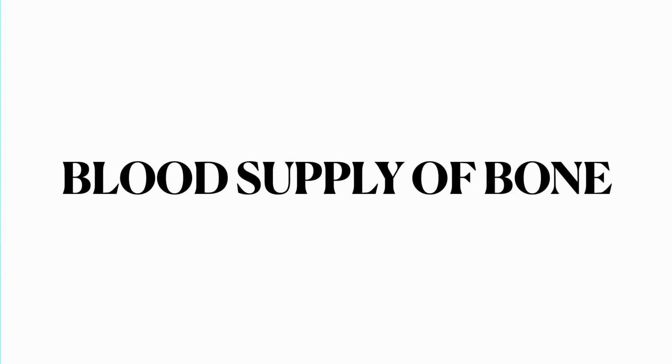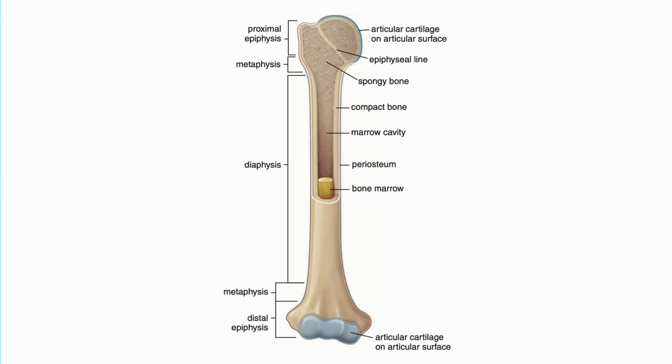In this video, we are going to see the blood supply of bone. Before that, we have to identify the parts of a long bone. We can clearly see the epiphysis at either end of a long bone. Then we have the metaphysis just proximal and distal to the epiphysis, and the middle portion will be the diaphysis. So actually metaphysis will be the junction between epiphysis and diaphysis.